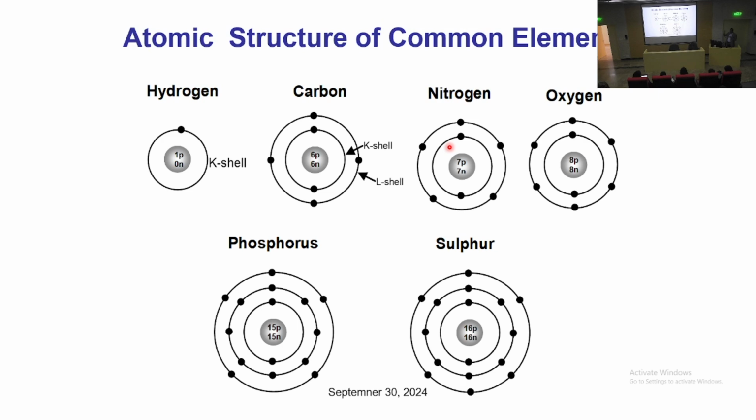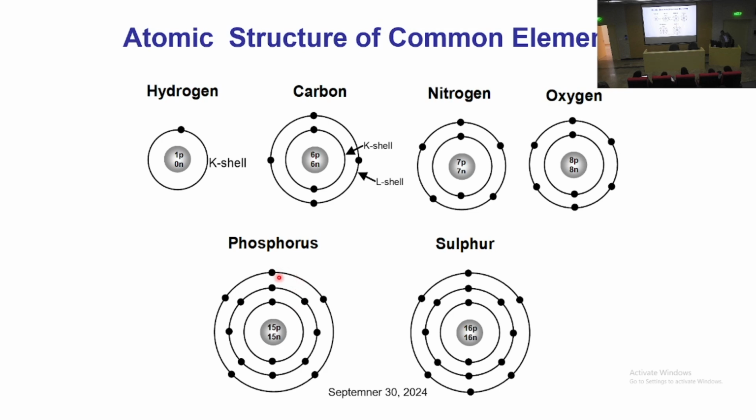If we go further to larger atoms, for example phosphorus, the atomic number for phosphorus is 15. So that means we have 15 protons and 15 neutrons within the nucleus. But the distribution of electrons is, as we said before, different. In the first shell, we will have 2. In the second shell, we will have 8. So the total is 10.